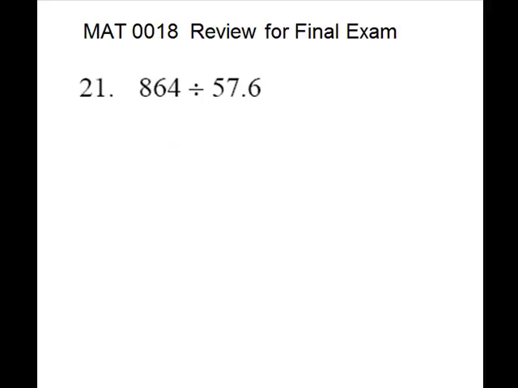Problem 21 is a division of decimals. So we set it up in a long division grid. So 57.6 into 864. Your first thing to deal with is you have to get the decimal out of the divisor. So it has to move one space to be at the end. You have to move the same amount of spaces underneath in the dividend.